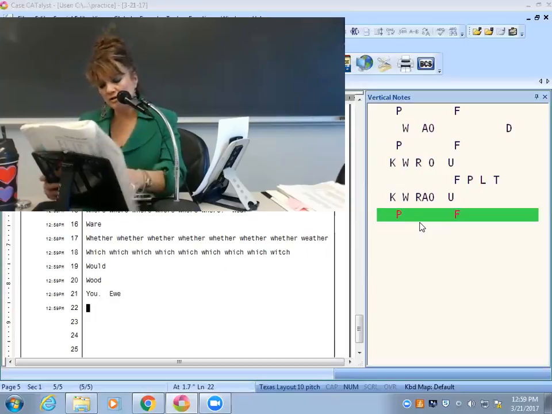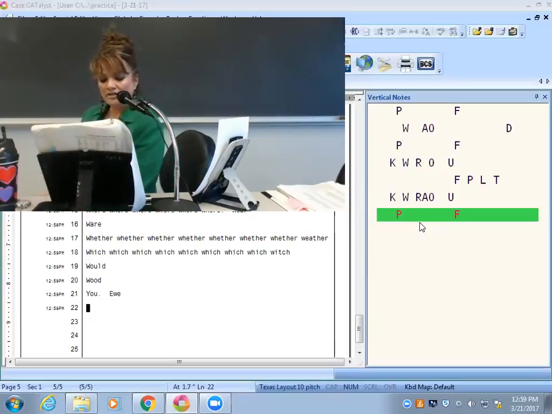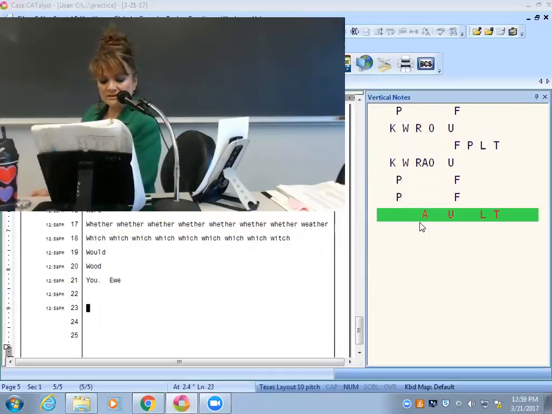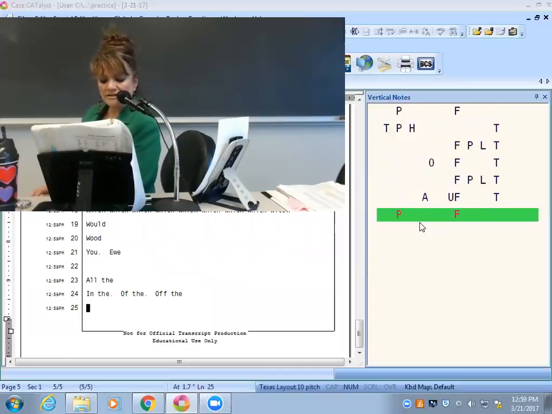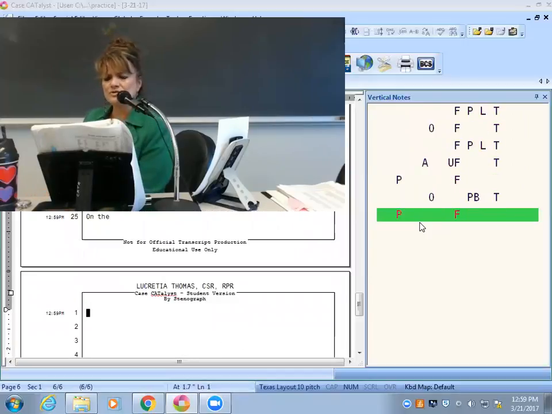Some phrases, from page 91. All the, A-U-L-T. In the, N-T. Of the, O-F-T. Off the, A-U-F-T. On the, O-N-T. Make sure you know these because these come out so often, and the sooner you know them, the better it's going to be for you.